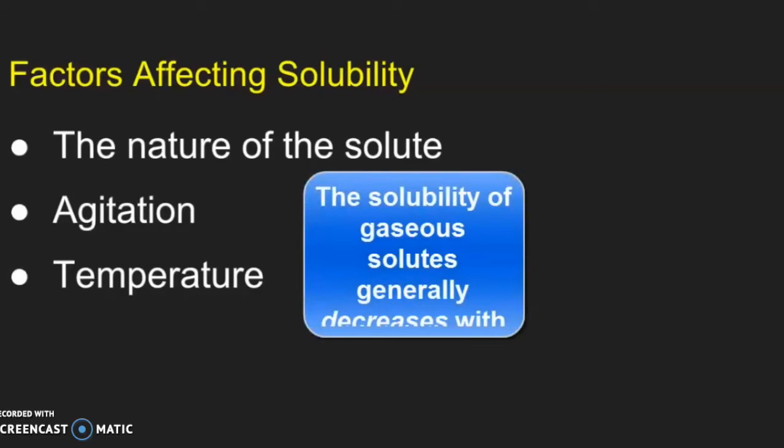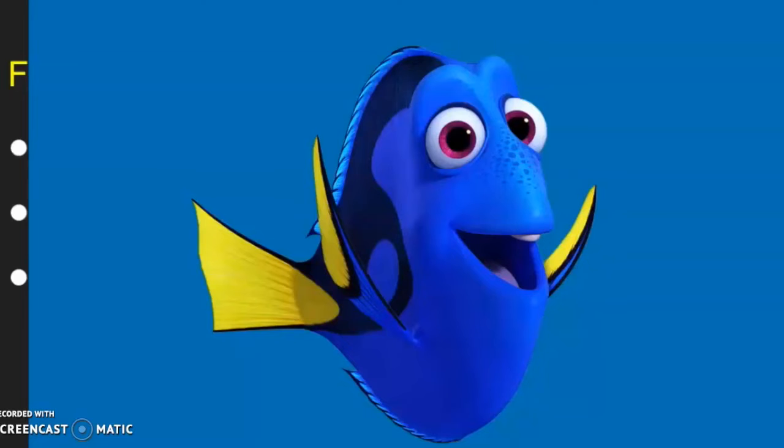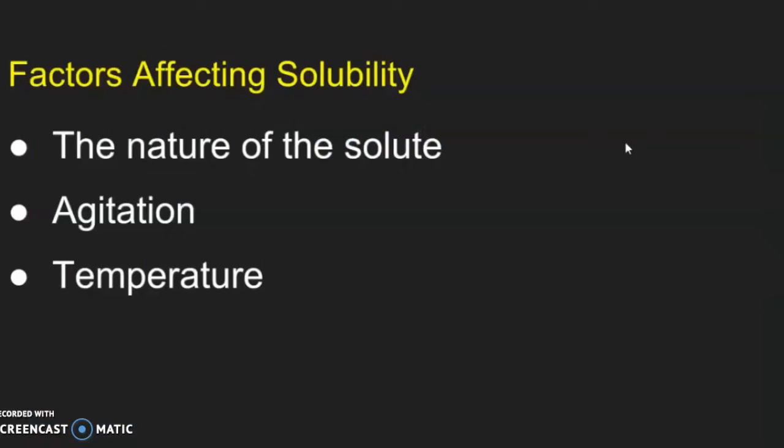Gases are exactly the opposite. Gases do dissolve in water. That's how fish breathe. Fish can't breathe in water unless there's oxygen involved, and the oxygen has to be dissolved in the water. So with gases, solubility actually goes down as temperature goes up. So the hotter the water gets, the less oxygen is dissolved in there. And some species of fish are very sensitive to that. So if the temperature of their environment goes up even a couple of degrees, they may die out because there's not enough oxygen dissolved for them.